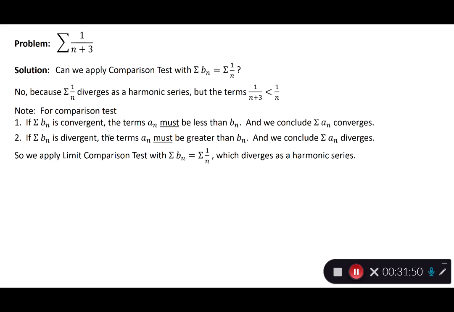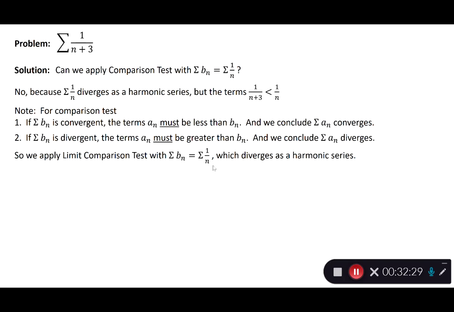What exactly is the limit comparison test? Let me read that. Please look at your handout. Suppose that sigma a sub n and sigma b sub n are series with positive terms. 1 over n plus 3, positive terms? Yep. 1 over n, positive terms? Yep. So we are good. Now, if the limit of a sub n over b sub n is equal to c as n approaches infinity, where c is a finite number and c is greater than 0, then either both series converge or both diverge.